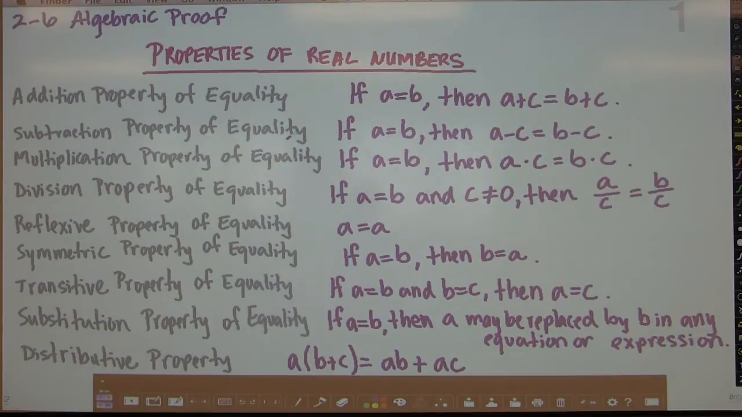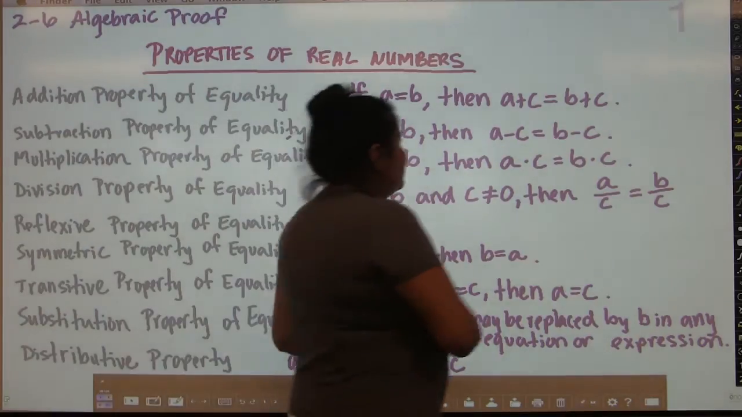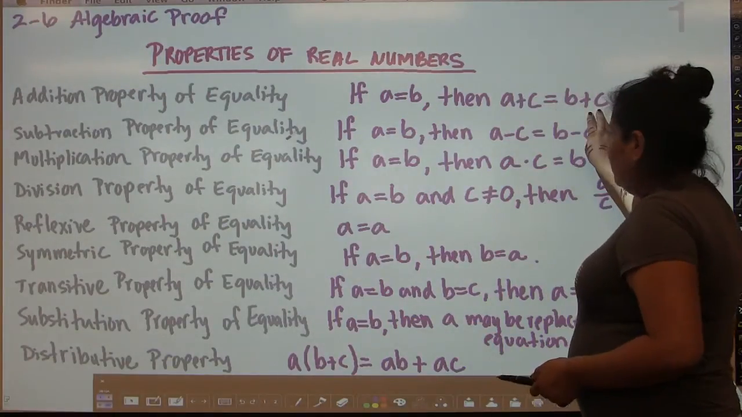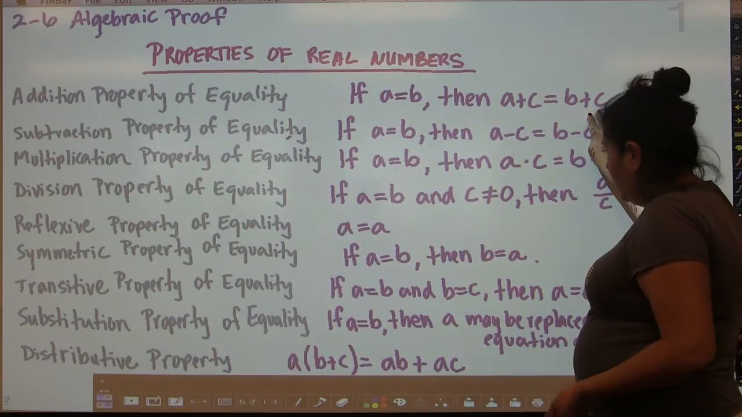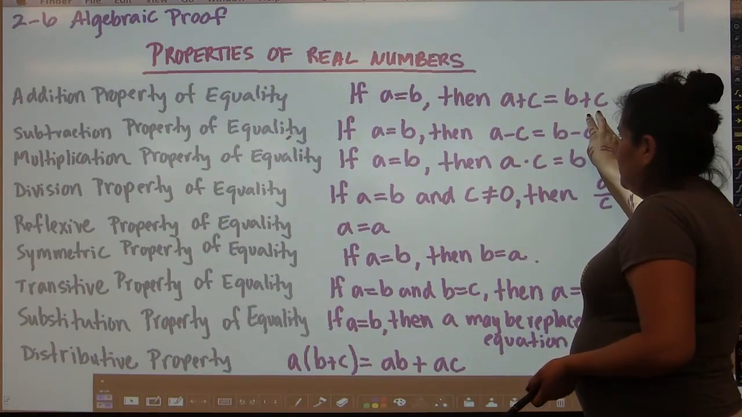The first thing you want to do is write down all of these properties of real numbers. Make sure that they're in your notes. They are also found on page 136 of your textbook. We're going to be using these properties, the addition property, basically stating that you can add the same number, in this case C, to both sides of an equality or an equation, and you'll get the same thing.